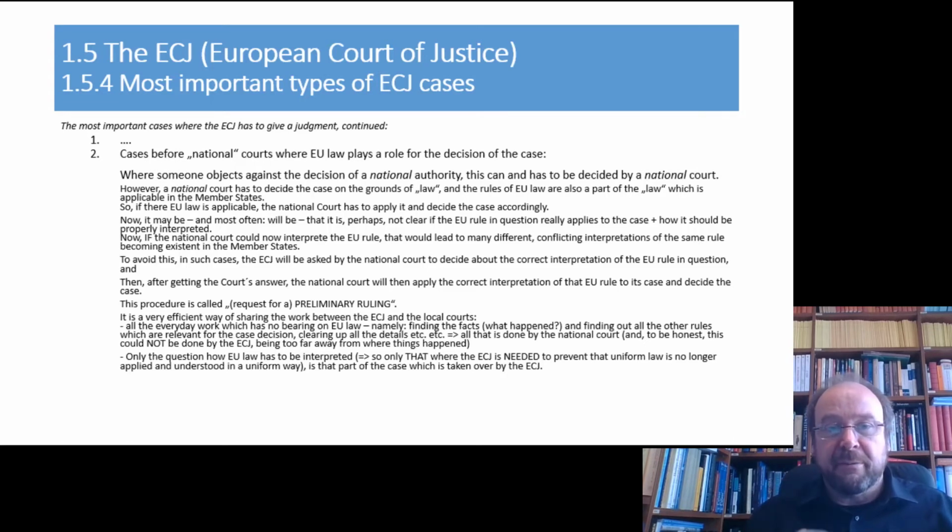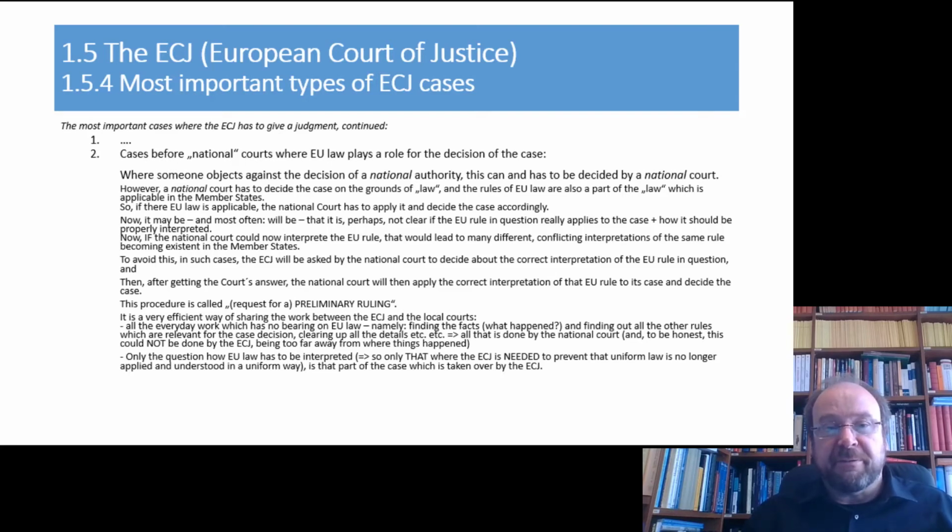They describe the circumstances, everything which is needed to decide about the correct interpretation, pass it on to the ECJ and ask for an answer. And that answer is then binding. So you and I will never be able to start a court case against the member state, number one.